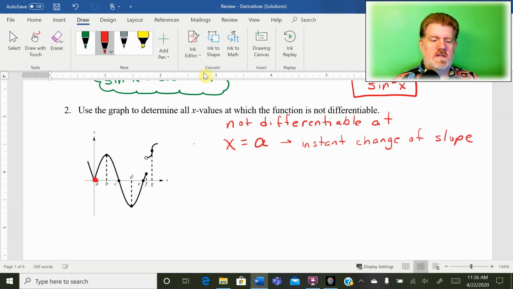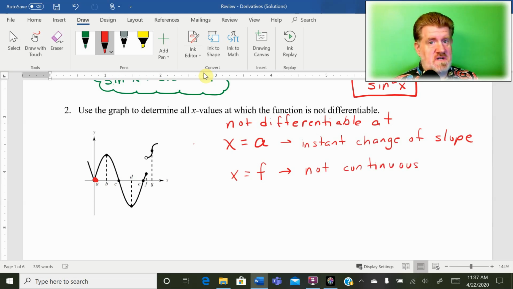All right. This looks good, this looks good, this looks good, and now at f. Well, it can't be at f because, frankly, there's a gap. It's not continuous. So that's a problem. If there's a gap, if it's not continuous, there is no answer. There is no slope at that point.